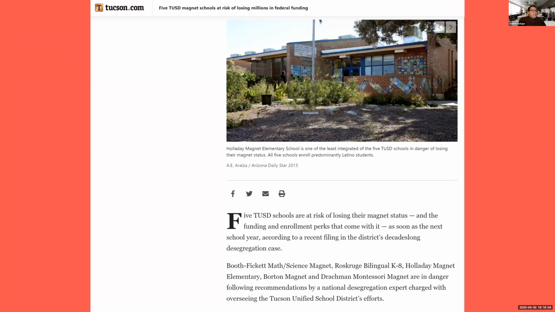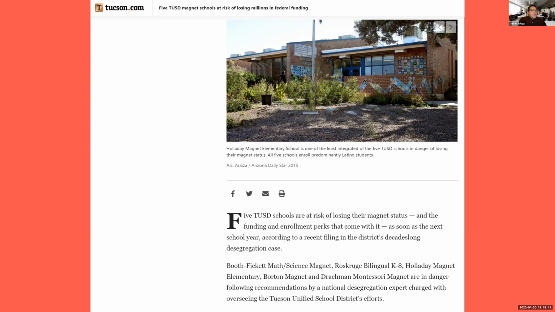For a TUSD magnet school to maintain its status and funding, it must show academic success and student population diversity. TUSD refers to magnet schools that achieve or maintain a diverse student population as being integrated. TUSD considers a magnet school integrated on two conditions. One, no ethnic or racial group is to exceed 70% of the school population, and two, no ethnic or racial group is to exceed 15% below or above the TUSD's ethnic or racial group's percentage.